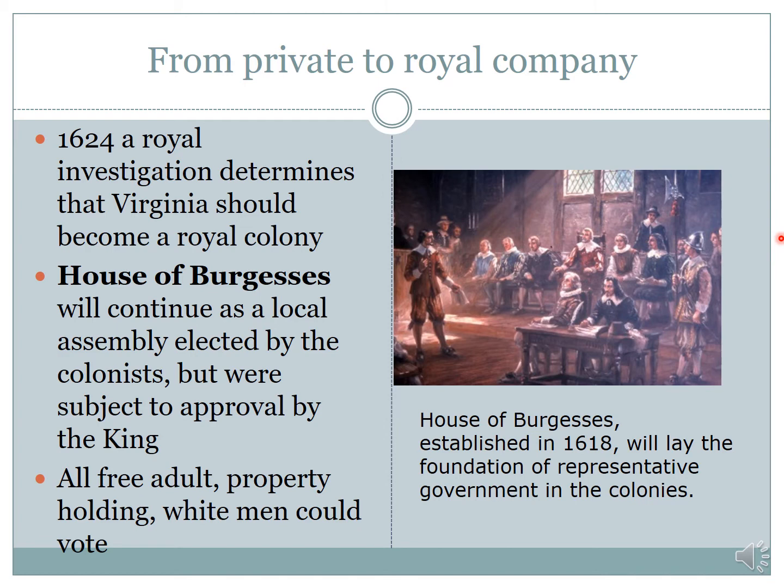So you can see here, this is just an artist rendering of what the House of Burgesses would have looked like. Again, this is a legislative body, so they would be making laws for the colonies. They would also oversee the structure of the judicial system, the courts, etc. It was first established in 1618, and it essentially lays the foundation of representative government in the colonies. So this is going to be the model moving forward. And again, it is one of the things that makes the North American colonies unique, these elective representative bodies.